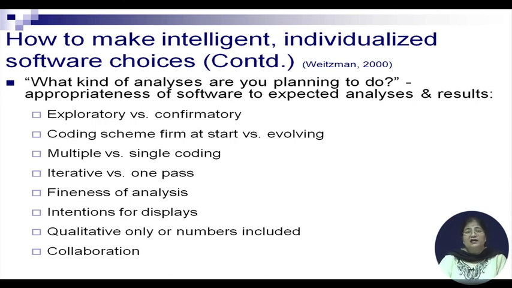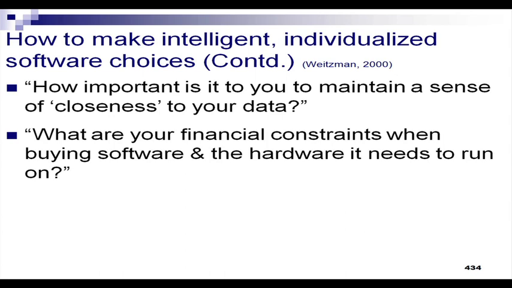Intentions for displays. How do you intend to display the results of your research? Qualitative only or numbers included? Is it just the qualitative research, or do you want to add an eclectic side to it? Do you want to supplement it with data from quantitative analyses and collaboration with others who may be involved in this? How many people are going to have access to the database, etc.? All of that will be helpful.